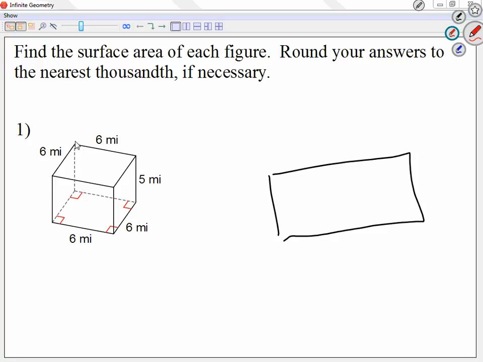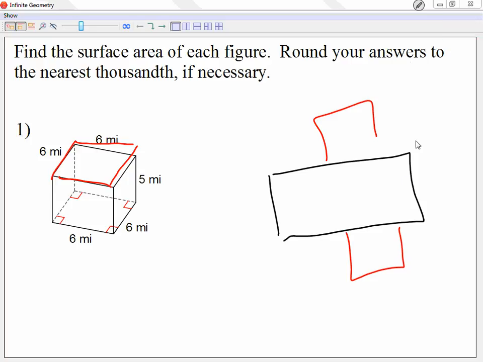So in my case, I'm going to say that this little square is my base. So those are my two bases. Whenever I look at a shape and there's a shape that is not a rectangle, that's the base. But if they're all rectangles, you pick whichever one you want.